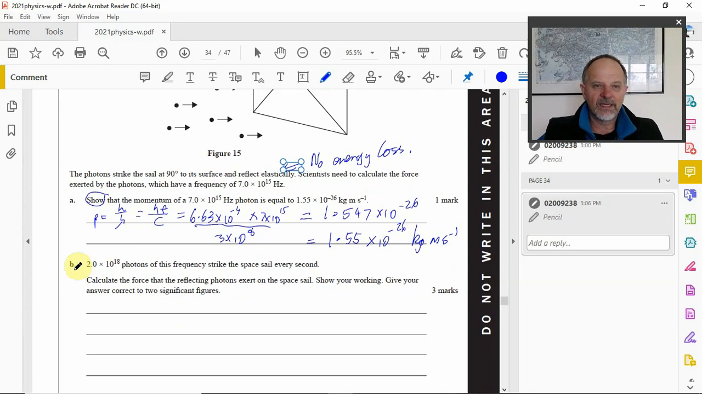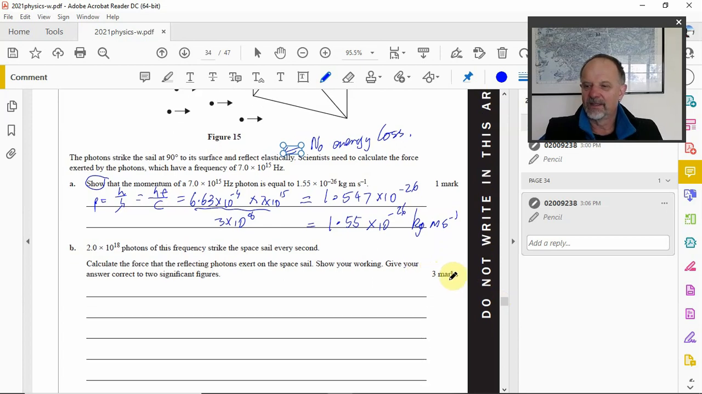All right, so it says that 2 by 10 to the 18 photons of this frequency strike the sail every second. Calculate the force the reflecting photon exerts on the sail. Show your working, give your answer to two significant figures. All right, so there's 3 marks there, so we've got to do a bit of working out. So this many every second, and we want to calculate the force. All right, so what have we got?